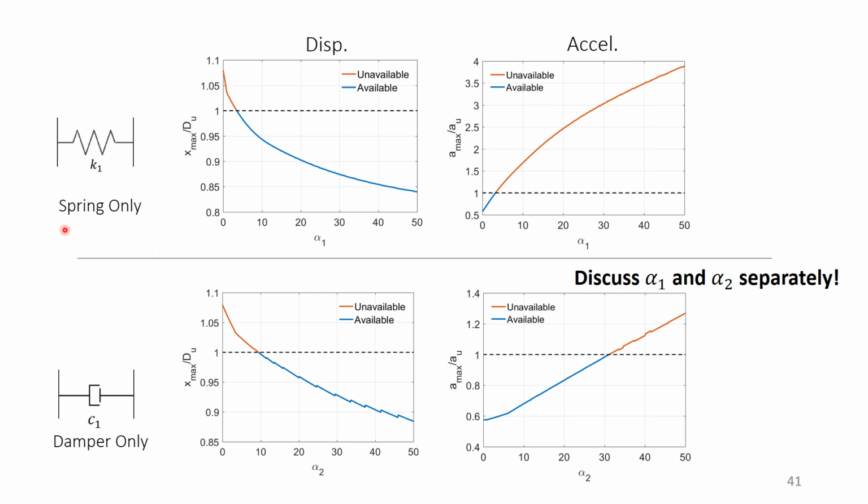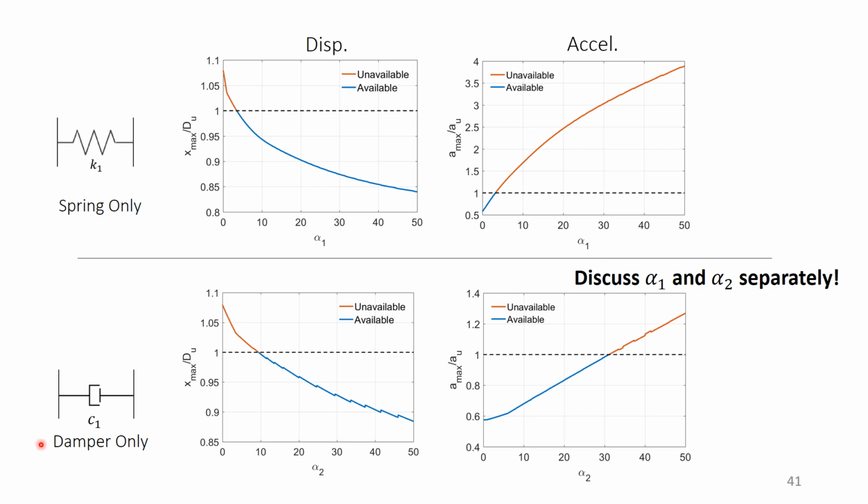So first, if we use spring only as our displacement restraint mechanism, we can draw the normalized displacement response due to the value of alpha 1, and the normalized acceleration response corresponding to the alpha 1 value. And we can see that the displacement response decreases as the value of alpha 1 increases, and the acceleration response will increase as the alpha 1 value increases.